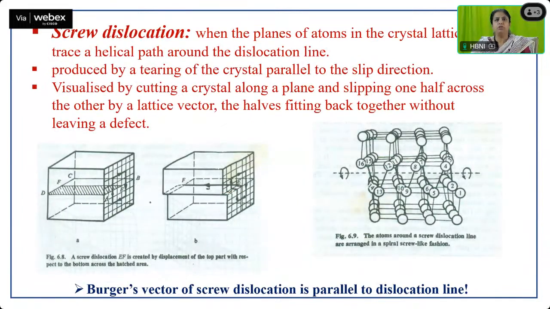Now coming to screw dislocation. This is a little bit more difficult than edge dislocation to understand. I will not read whatever is written here. You just concentrate on this particular cube. This is your perfect cube without any dislocation. Now you imagine that you have bisected this cube, let's say, in two halves across plane ABCD.